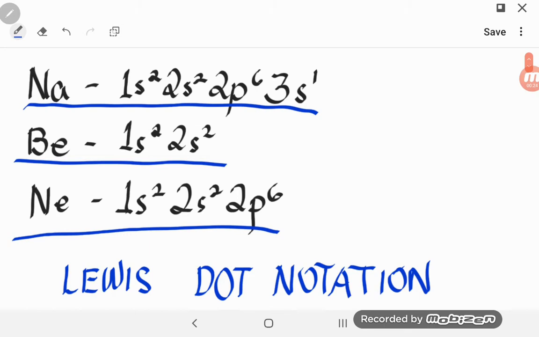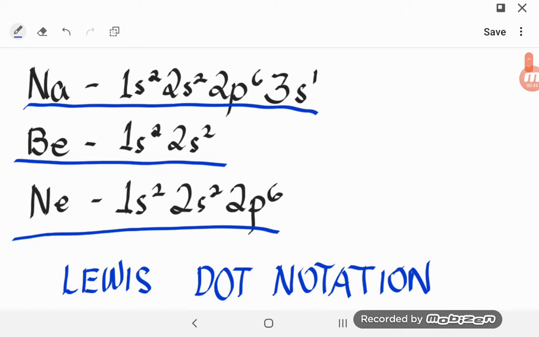Now, what's the importance of knowing how to write electronic configuration and its relationship to Lewis dot notation? Very simple. You need to know the valence electron of the atom in order for you to write the Lewis dot notation. So let's identify first the valence electron per atom. So let's start first with sodium.